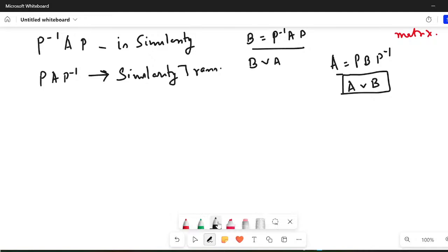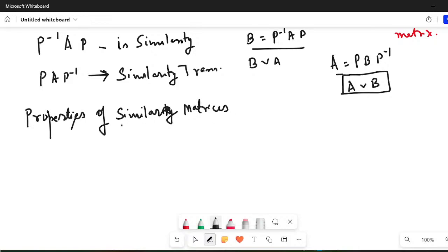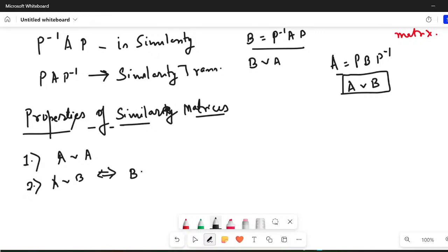Now let us list some properties of similar matrices. Property number one, it's quite easy to see that every matrix is similar to itself. Second, if A is similar to B, then it implies that B is similar to A, and if B is similar to A, then A is similar to B.